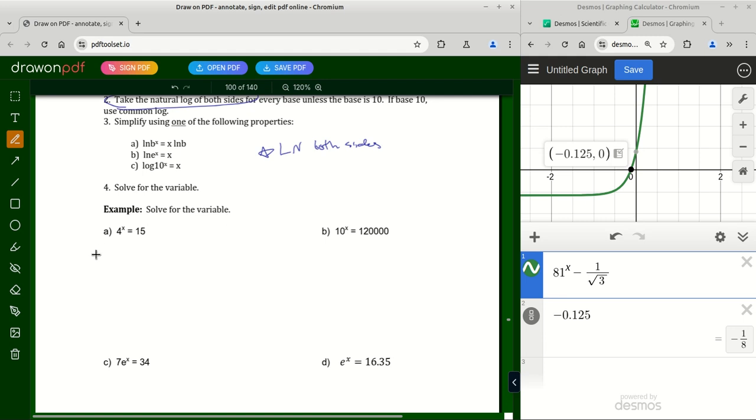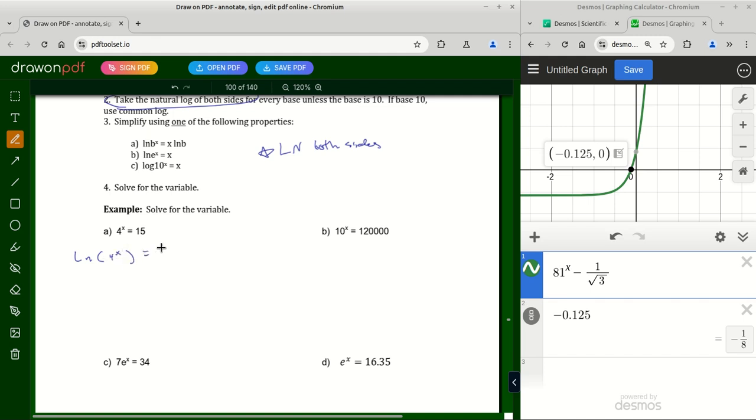So solve for the variable. If you don't know what to do, here's the thing. 4 and 15, do they have a 2 in common? No. Do they have a 4 in common? No. Do they have a 3 in common? No. Do they have a 5 in common? No. Got nothing in common. So you have to ln both sides.